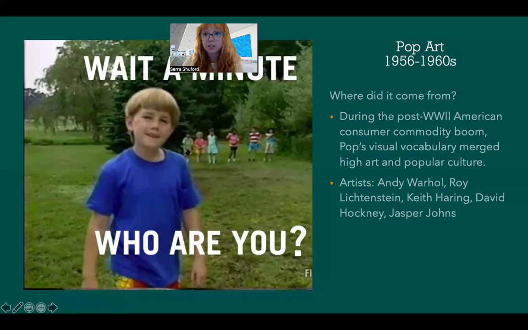Pop art. This comes post World War II, actually World War II this time. And it's based loosely on American consumer commodity booms, where we see all of these advertisements and visuals that are pushing these products on us. Pop's visual vocabulary merged high art and popular culture. Some artists to look at are Andy Warhol, Roy Lichtenstein, Keith Haring, David Hockney, and Jasper Johns.